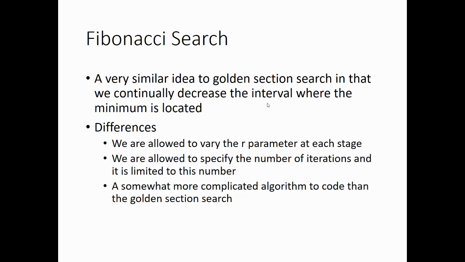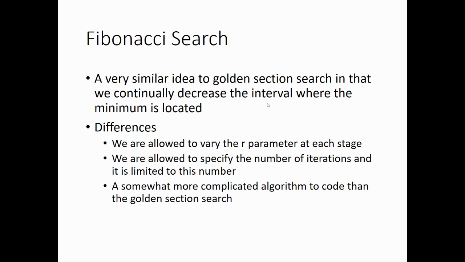A very similar idea to golden section search is the Fibonacci search. And this is different than the Fibonacci search that you may have seen before. Here we continually decrease the interval where the minimum is located. That works the same as the golden section search, but the differences are we allow the parameter r to vary at each stage, and we also specify the number of iterations, and the algorithm is limited to that number, so it needs to converge as quickly as possible in that number of iterations.